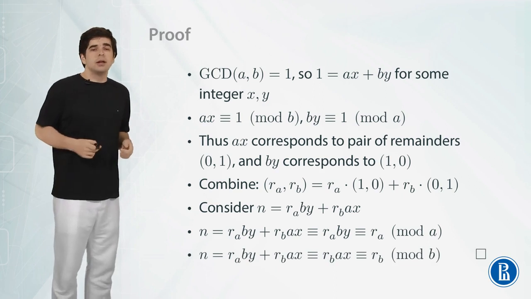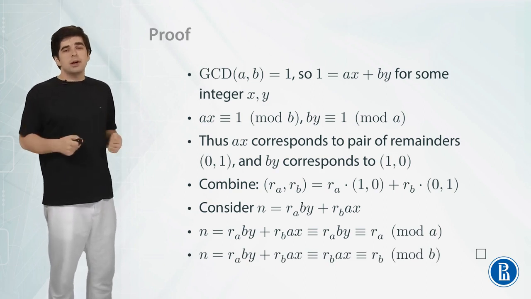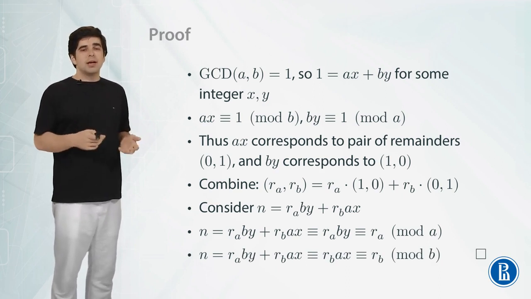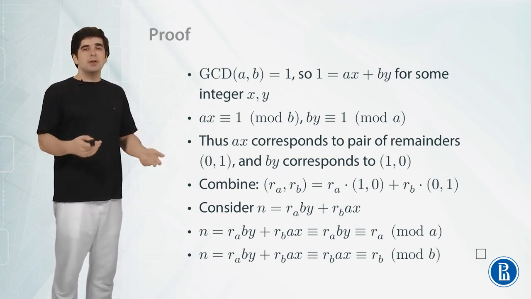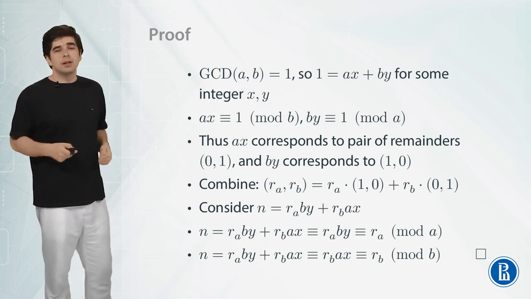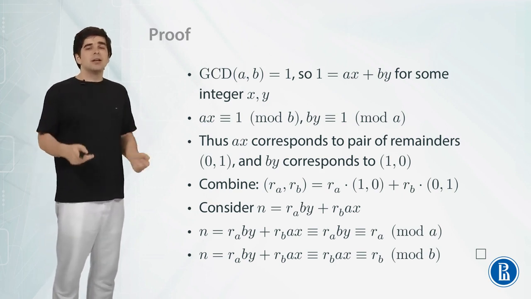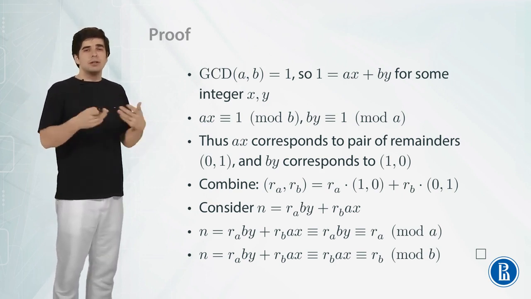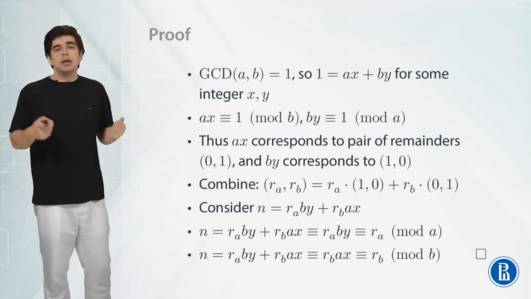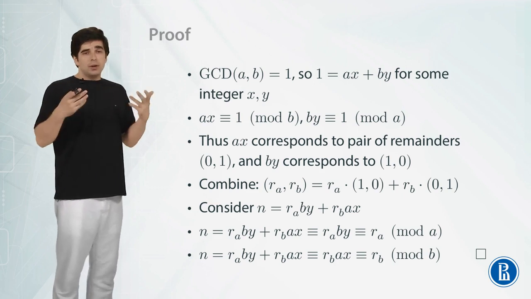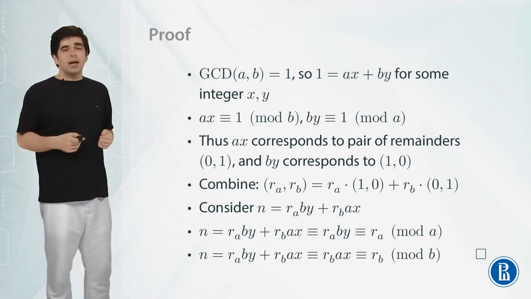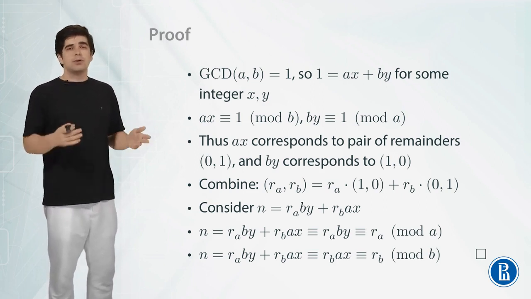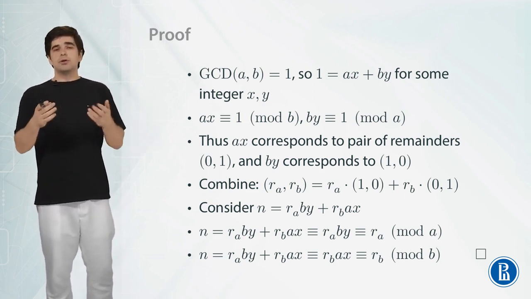Now let's consider n modulo b, and similarly the first summand in the sum of these two terms, Ra times b times y, is divisible by b, so it is equal to 0 modulo b. And then Rb times a times x is equal to Rb, because a times x is equal to 1 modulo b, so we can just cancel ax and only Rb remains. So indeed, this particular n has the pair of remainders Ra, Rb, corresponding to modulo a and modulo b.